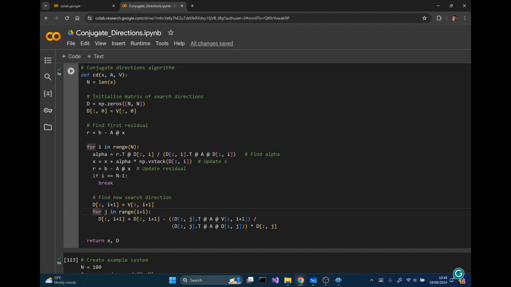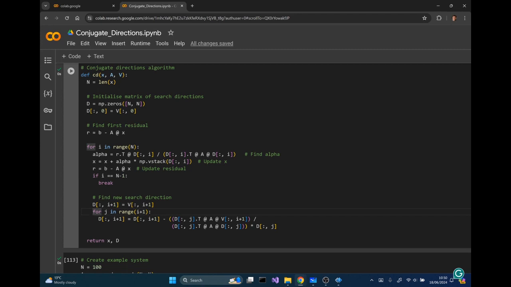Also, as we know, as we keep going, we're going to have to run more and more iterations of the A-orthogonal Gram-Schmidt process. And so the conjugate directions approach isn't particularly scalable in terms of computational cost either. So in terms of cost and memory, it might not scale particularly well.